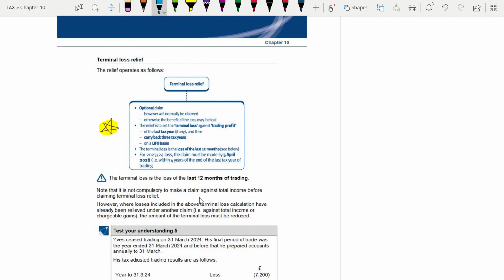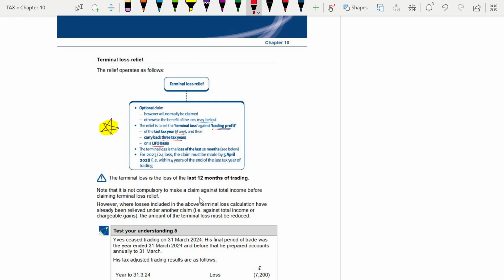This is an optional claim, however it will normally be claimed, otherwise the benefit of the loss may be lost. The relief is set against the trading profit of the last years, carried back. How many years do we take? Three years. Here we are talking about the LIFO method.